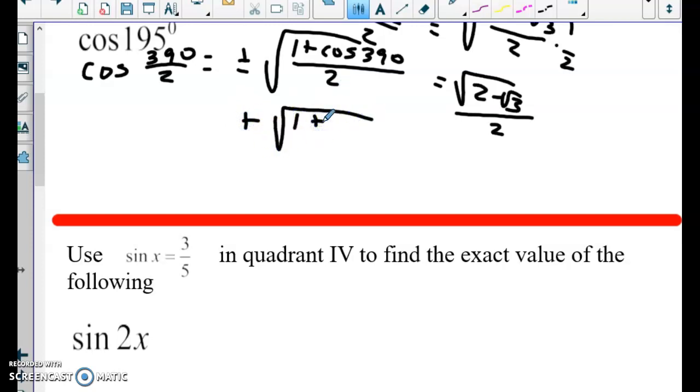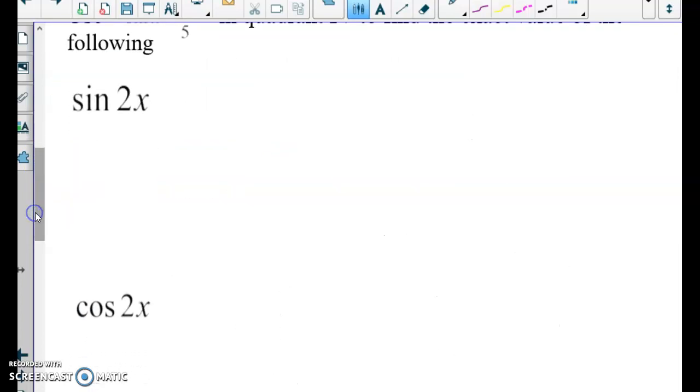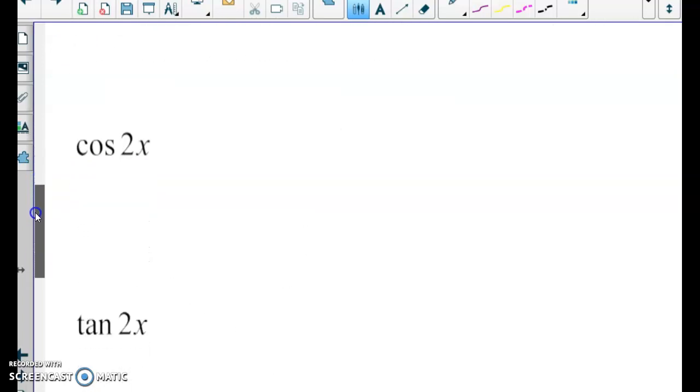And the cosine at 30 degrees is going to be the square root of 3 over 2, divided by 2. And if I recall correctly, it's going to be the same as the last answer, except it's going to be a plus sign instead of a minus sign.